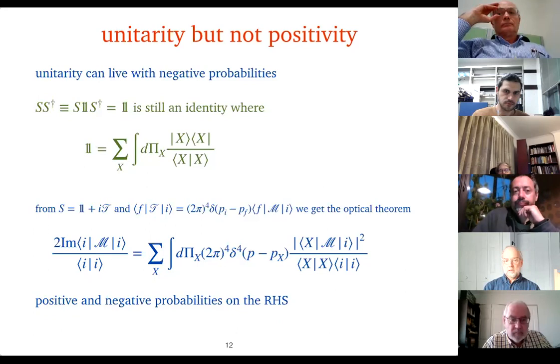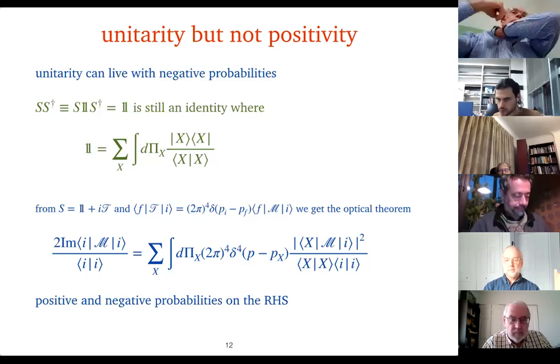So we can go using standard definitions to bring in this M matrix element, and then we get the optical theorem. So on the right-hand side is the sum over these intermediate states X, and these norm factors for these states X appear. I've also divided both sides by the norm factor for the initial state, and that means that each term on the right-hand side is a probability. So we have positive and negative probabilities on the right-hand side, and thus no positivity.